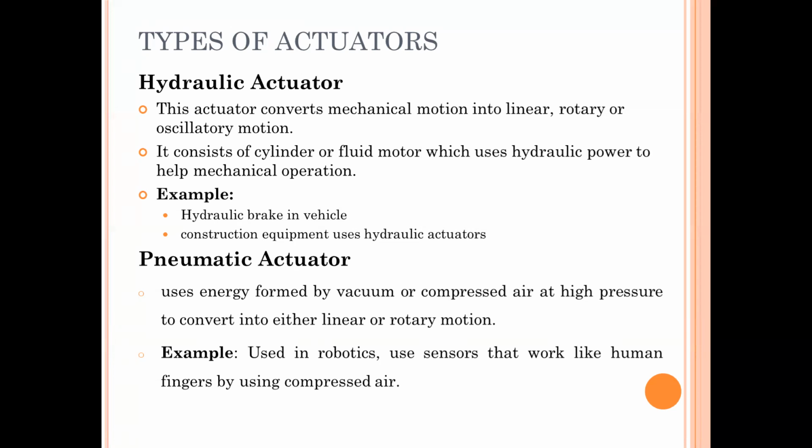The second one is the pneumatic actuator. This uses the energy from a vacuum or from compressed air at high pressure, and this energy is converted into a linear or a rotary motion. This is used in robotics.